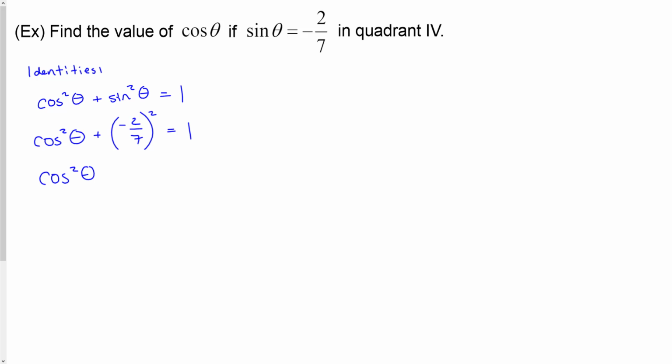Or cosine squared theta plus 4 over 49 equals, I'm going to go ahead and change this 1 into 49 over 49, because I'm going to need to combine those fractions anyway. Might as well just get a common denominator ahead of time. So now what I can do is just subtract 4 over 49 from both sides. And when I subtract 4 over 49 from both sides, I now have cosine squared theta equals 45 over 49.